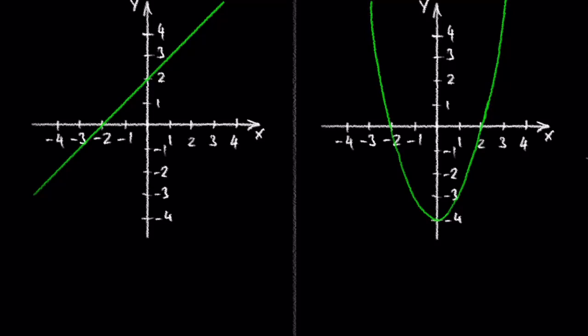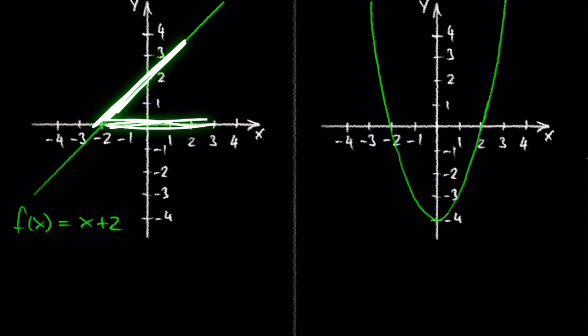In this video, we are going to learn how to find the zeros of a function. Let's look at the linear function f of x equals x plus 2. The graph of this function makes a 45-degree angle with the x-axis, and intersects the x-axis at -2 and the y-axis at 2.